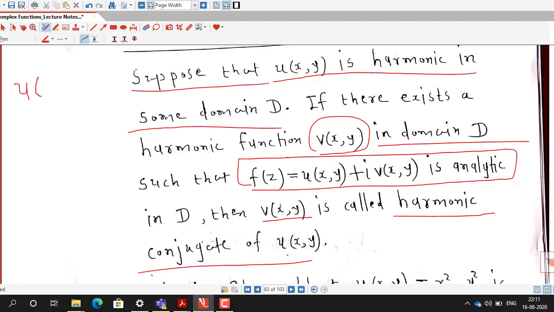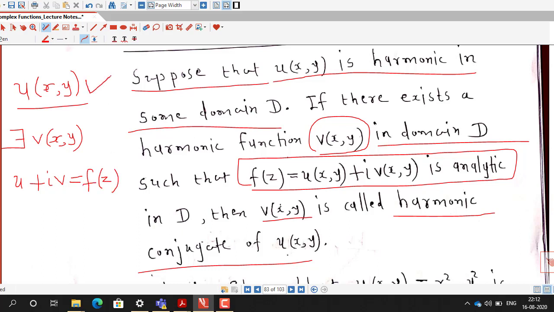You are given some harmonic function denoted by u(x, y). u is some harmonic function in the domain D. Now if there exists another harmonic function v(x, y) in this same domain D such that u plus iv is analytic, then u plus iv will be some complex function that we denote by f(z).